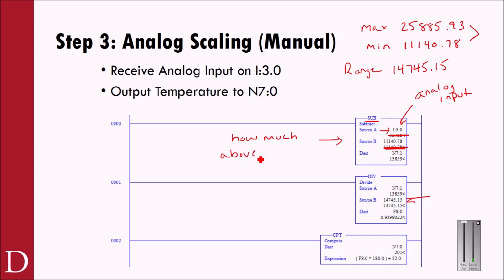Remember what's happening is the PLC is reading a voltage on that screw terminal. It's converting that voltage that it reads in I:3.0 to an analog value, and it's going to be an analog value in this range. So if it's 15,000, then I'm going to take 15,000, subtract this, and store that in this integer file, N71. Then I'm going to take that N71 and divide it by the maximum range. So I want to figure out where I'm at in the range. Then I took that percentage of the full scale range, multiplied by 180, and added 32.